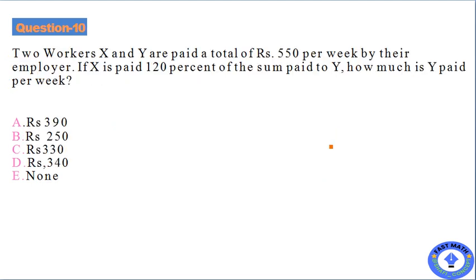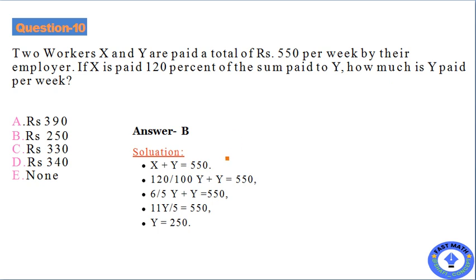Coming to the third question, two workers named X and Y are paid a total of 550 rupees per week by their employer, that is, their boss. If X is paid 120% of the sum paid to Y, then how much is Y paid per week? In this, there are two workers, X and Y. X plus Y is 550.